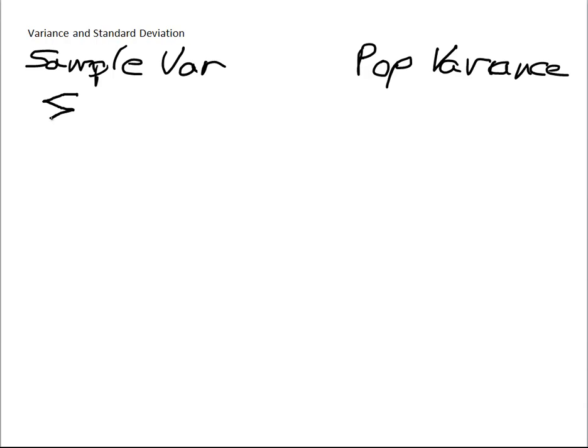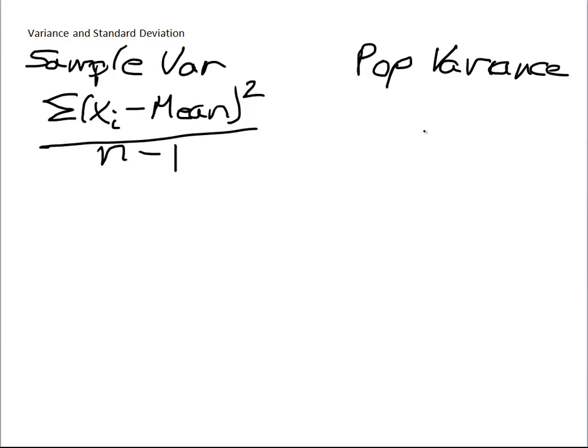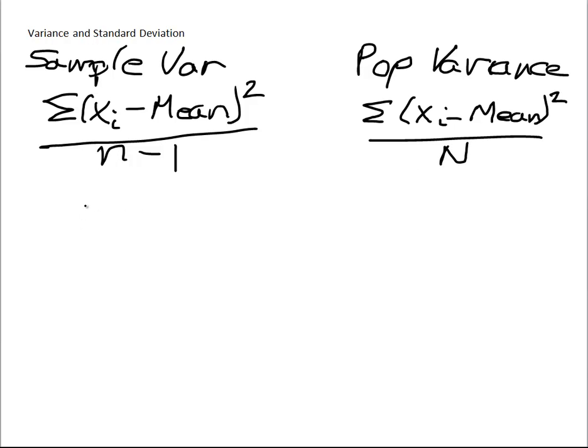And for the sample variance, you'll see a Greek character sigma representing add. Then you'll see parentheses x minus the mean, and then you'll square it. And then you'll have n minus 1. And for the population, you'll see the same thing. Looks like our minus sign didn't want to stick around. Divided by n.